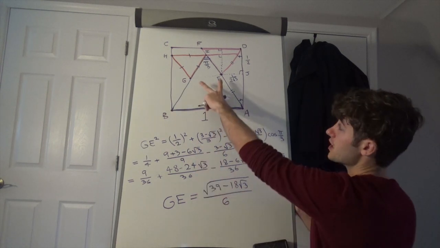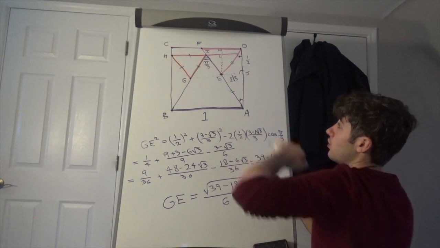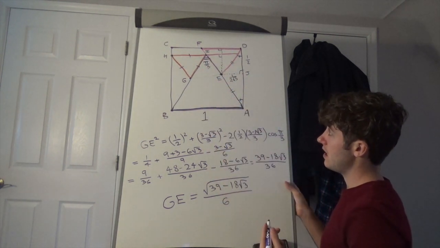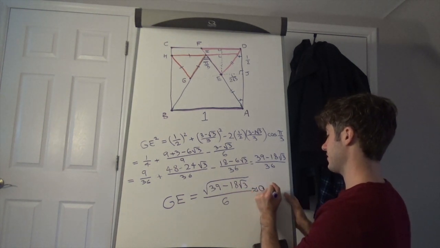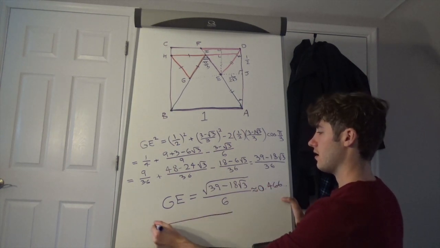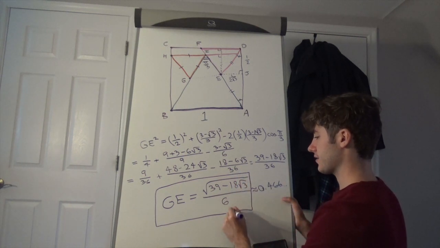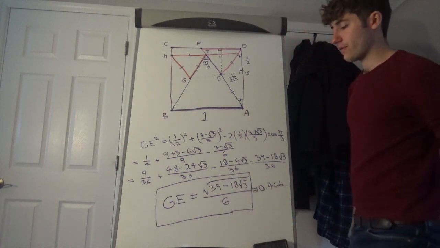And as I said, this was going to be a little bit less than whatever the side length of the orange triangle is. We discovered that the side length of the orange triangle is 1/2, and it turns out that this is ever so slightly less, about 0.466. So our inference is confirmed by the answer. So it is precisely the square root of the quantity 39 minus 18 root 3 all over 6.